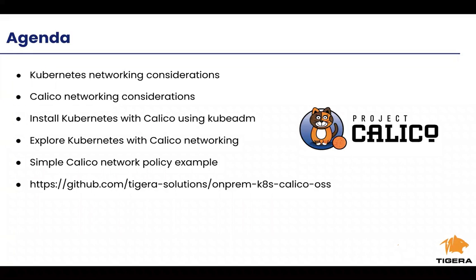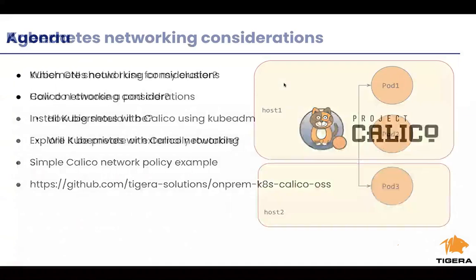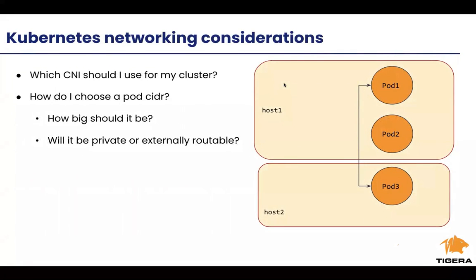So let's get into this. Kubernetes networking considerations. Well, the first one usually is what distribution am I going to use? There are so many. There's Rancher, Tanzu, OpenShift, kubeadm, which I'm going to be using today, and probably many others.